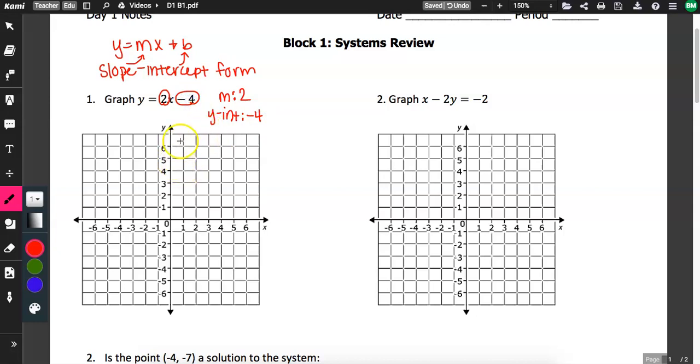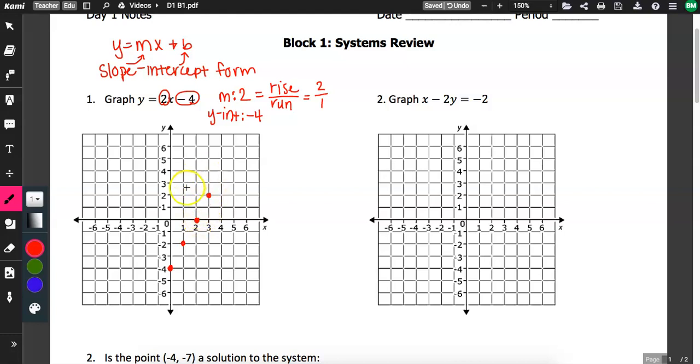I'm going to graph this line by graphing the y-intercept first. So I'm going to go down to negative 4. Now I'll use my slope to get another point. Remember, slope is rise over run. I can think of the whole number 2 like 2 divided by 1 or 2 over 1. So I'll go up 2 over 1. Since they're both positive, we're going up and to the right.